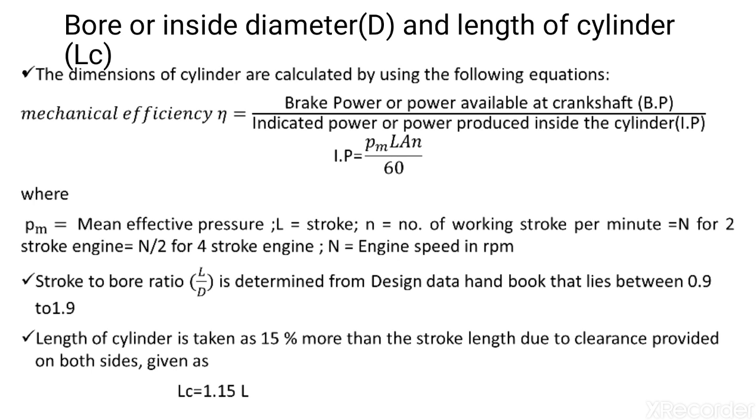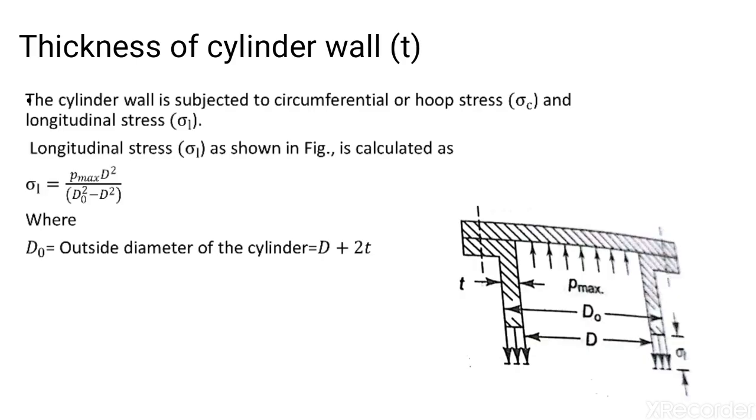Stroke to bore ratio L by D is determined from design data handbook and lies between 0.9 to 1.9. Length of cylinder is taken as 15% more than the stroke length due to clearance provided on both sides, given as L_C equal to 1.15 L.